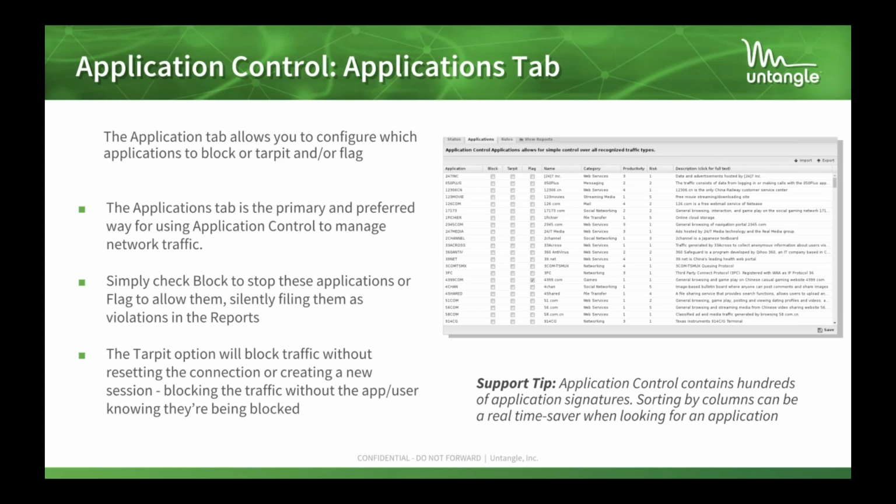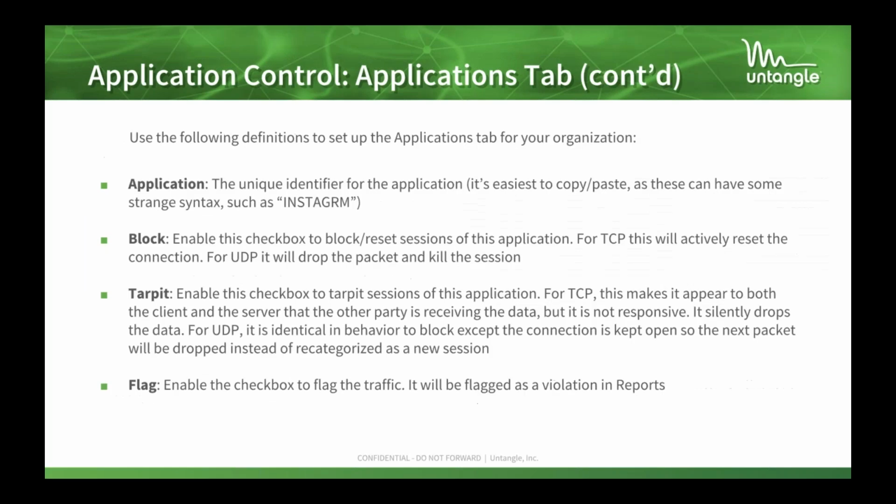So sorting by columns can be a time saver, until this week when we have a new feature I'm going to show you. Application control actually has a search bar now, which is honestly been a long time coming. We're at almost 2,000 signatures now. So the Applications tab has a couple of other options.